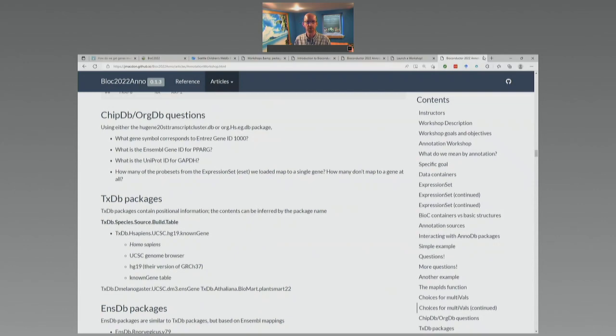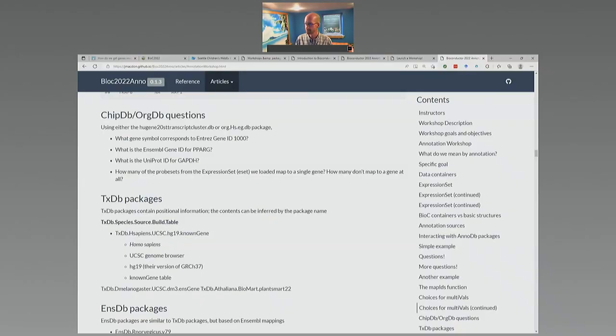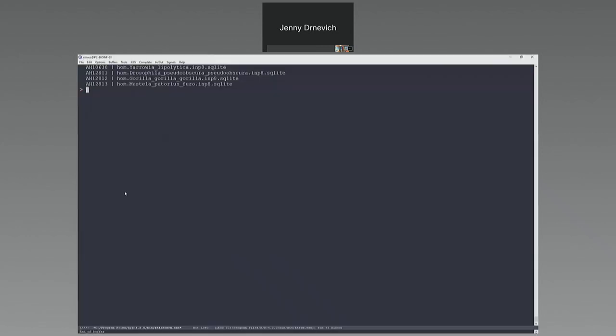Actually, I'm going to stop sharing that for a second. And I'm going to share screen one. So you can still see this, right? I hope. You can. Yeah. You see the Emacs screen now? Yes. Okay.